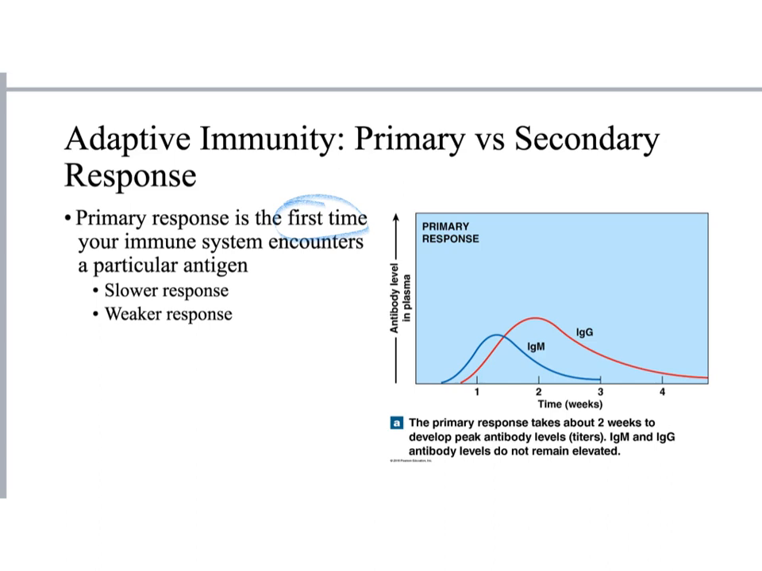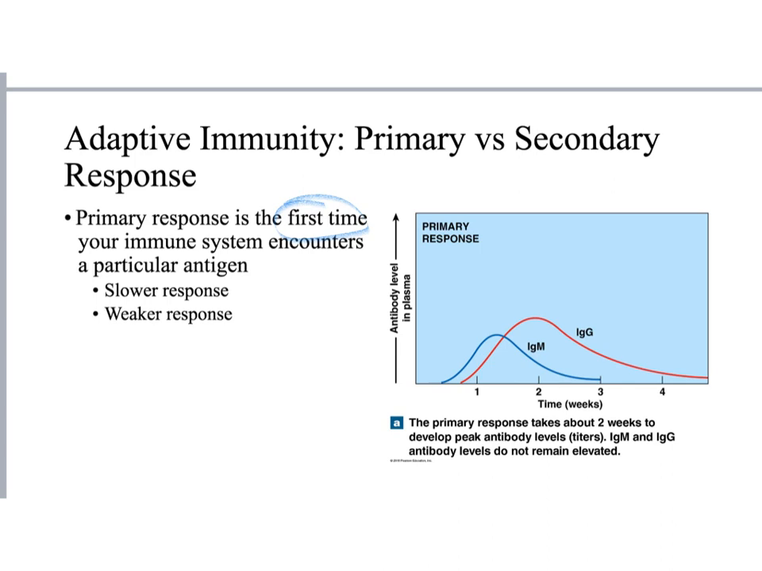And really, this is why we get sick often. The first time that we encounter a new virus or a new bacteria, often we get sick because our immune response is too slow and too weak to fight that infection in the first few days. So for the first few days, that bacteria or that virus is winning the battle because our immune response is too slow.